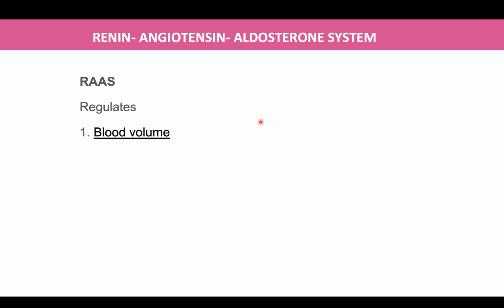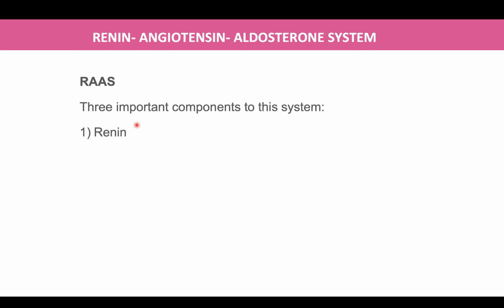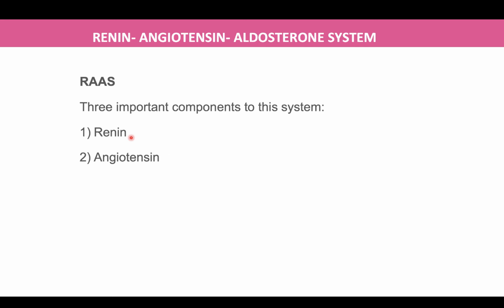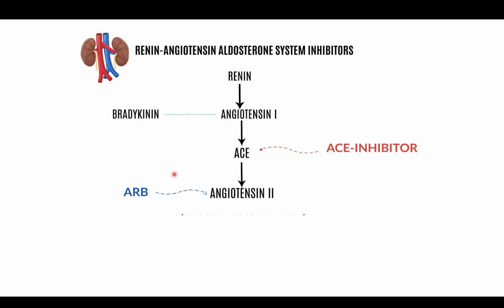Students struggle with the RAS system, or the renin-angiotensin-aldosterone system. So I've broken it down for you so that it's very, very simple. Basically, this system regulates blood volume. It regulates systemic vascular resistance. And together, they both influence cardiac output and arterial pressure. And the three important components to this system are number 1, renin, number 2, angiotensin, and number 3, aldosterone. So let's take a look at a pathway so you can better understand what's going on in this system.